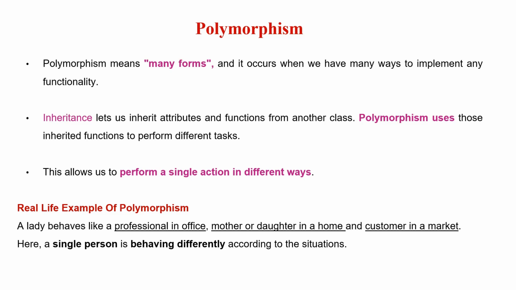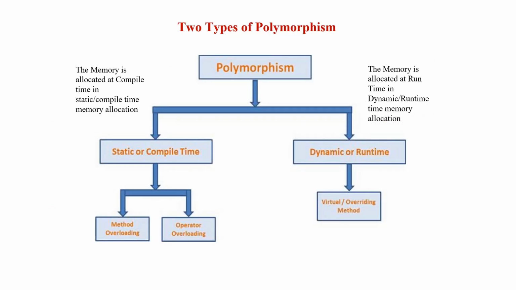A real life example of polymorphism: a lady behaves like a professional in the office, a mother or daughter at home, and a customer in a market. Here, a single person is behaving differently according to the situations.